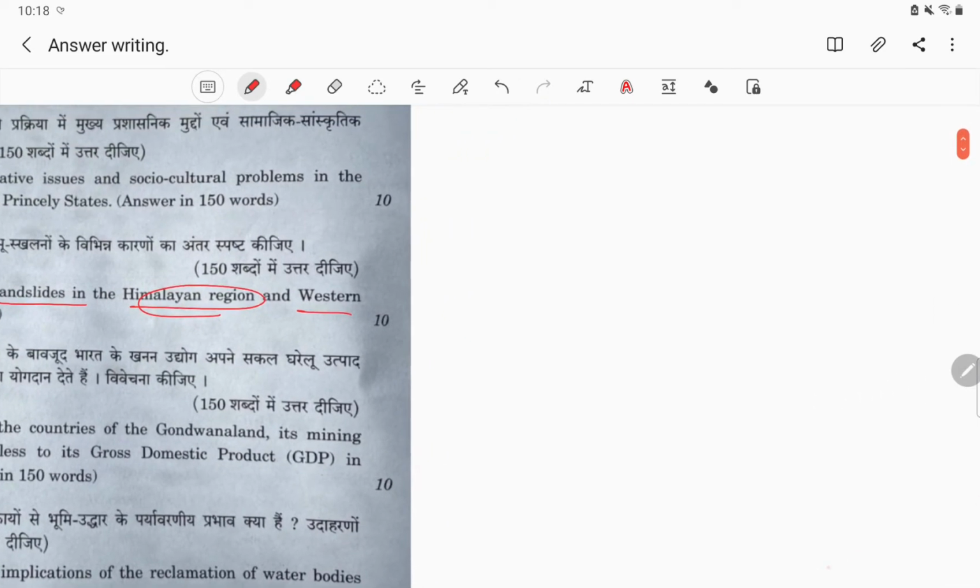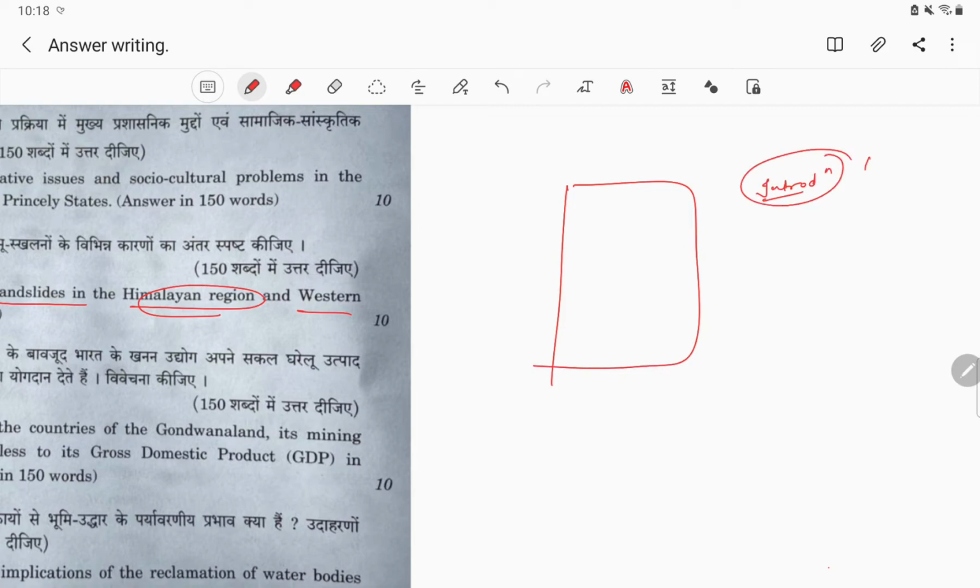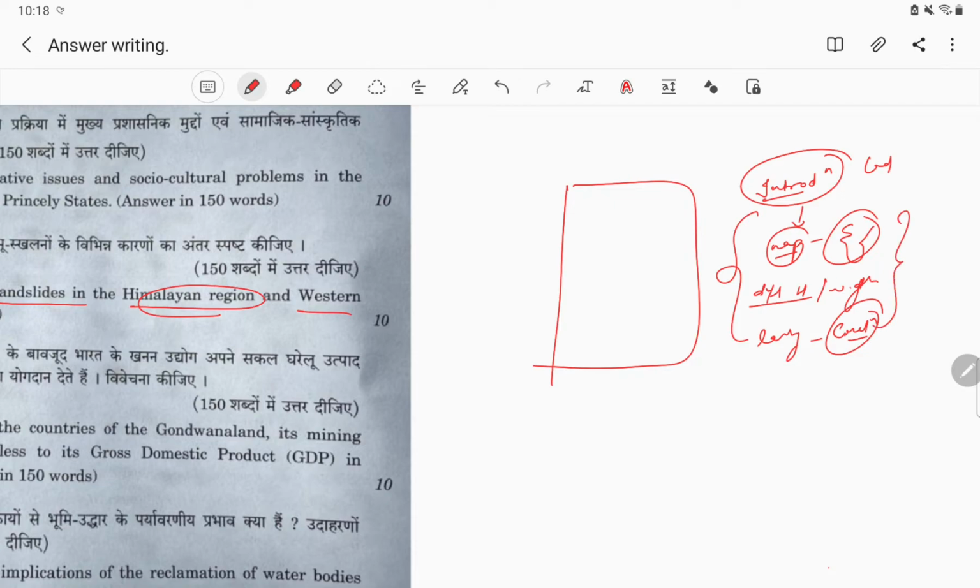First of all, I am going to list down the structure of this question. Structure: first you provide introduction on landslide. After that, if you have a map, then you provide a map of landslides in India, and after that you differentiate on Himalayan region and Western Ghat region, and lastly you provide a conclusion. That is the broad structure of this answer.